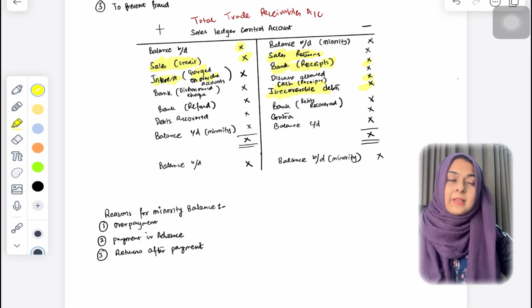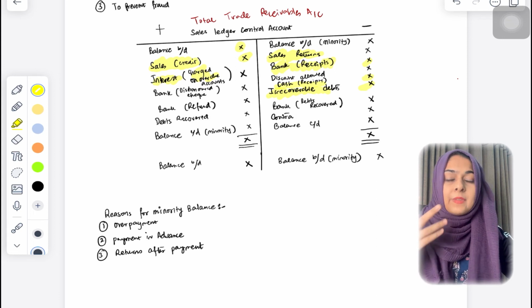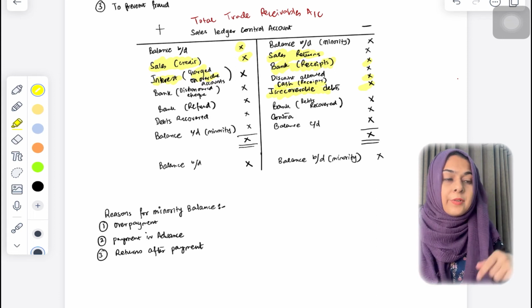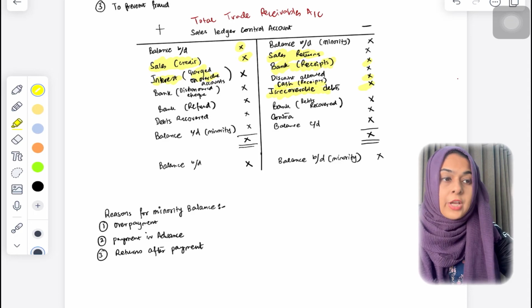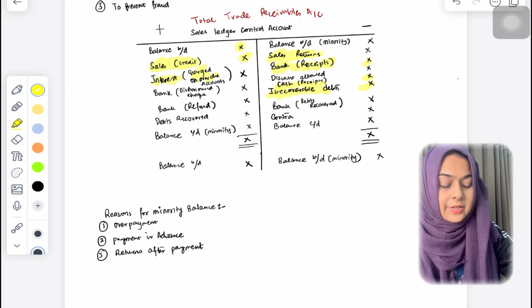Okay, bank refund. If my customer has overpaid their account, I will give them a refund. If I give them a refund, I will credit the bank account.